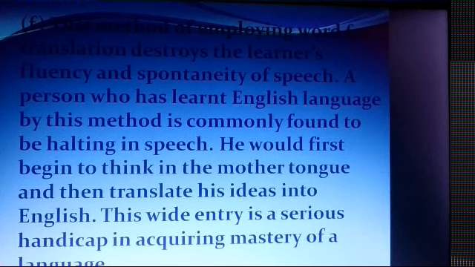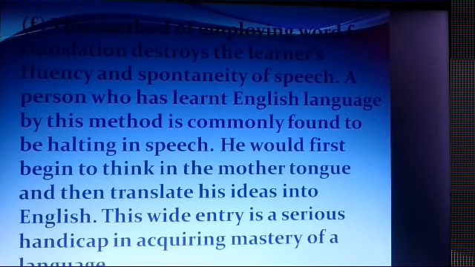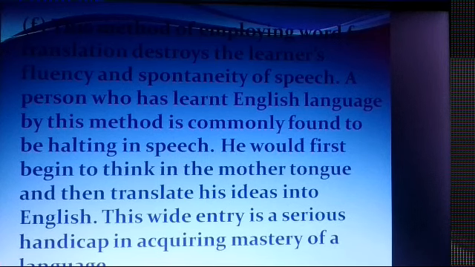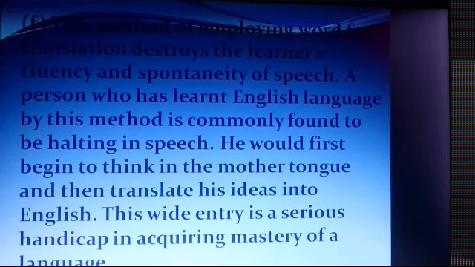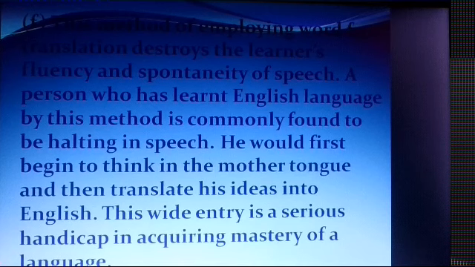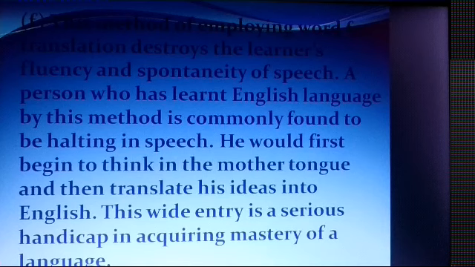So, when anyone wants to learn the target language, spoken is very important. Here, spoken is totally neglected. A person who has learned English language by this method is commonly found to be halting in speech. He would first begin to think in the mother tongue and then translate his ideas into English. This is a serious handicap in acquiring mastery of a language.